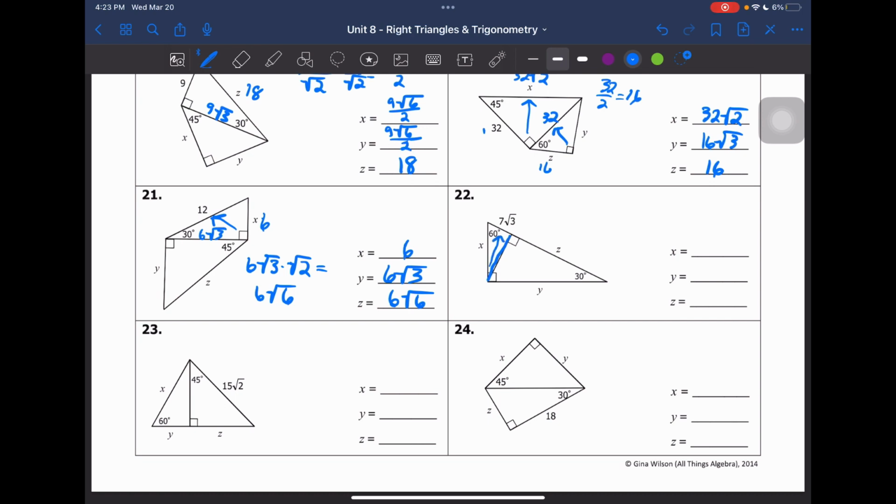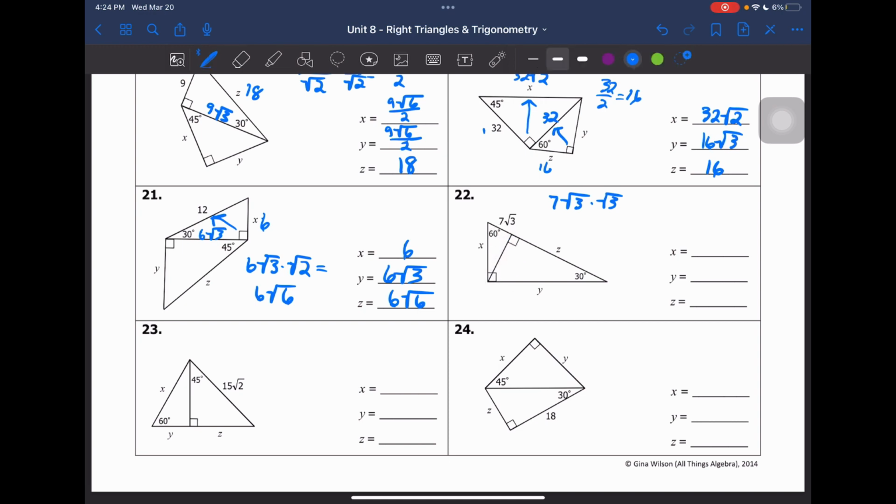So if I want to find the longer leg, remember that in a 30, 60, 90 triangle, the pattern is 1, 2, root 3. And the shorter leg is like the 1, the hypotenuse is like the 2, and the longer leg is like the root 3. So I basically just need to take 7 root 3 times root 3 to get my longer leg.